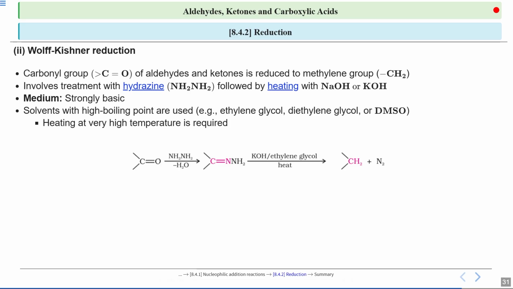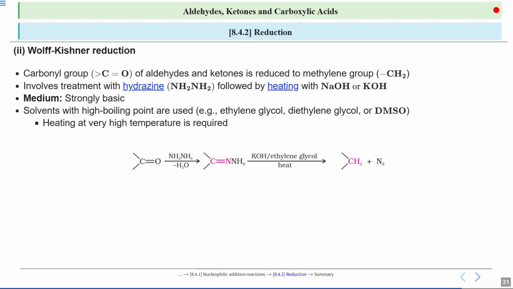If you look at this reaction, you have a carbonyl group. When you treat it with hydrazine, you get a hydrazone. In strongly basic medium, this hydrazone is then deprotonated and undergoes rearrangement when it is heated, and there is elimination of N2 gas and you get this methylene.